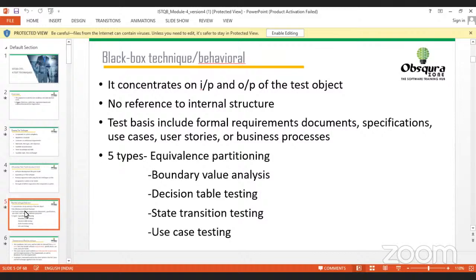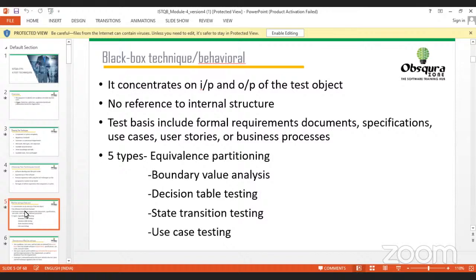These test bases we will be making use of in order to do the black box testing. We never include code. A code level check is not done in black box testing. Only the input and output we are concentrating on in black box testing. There are 5 types of black box testing techniques: equivalence partitioning, boundary value analysis, decision table testing, state transition testing, and use case testing. So black box is the main heading and the 5 types are under it.